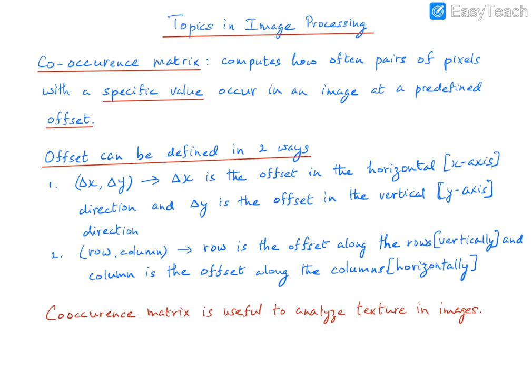Okay, we'll see what all these mean with an example, but what is the purpose of doing this? What is the utility of the co-occurrence matrix? A co-occurrence matrix in image processing is useful to analyze the texture in images. So it has applications with analyzing image textures. Okay, so let's dive into the co-occurrence matrix computation.